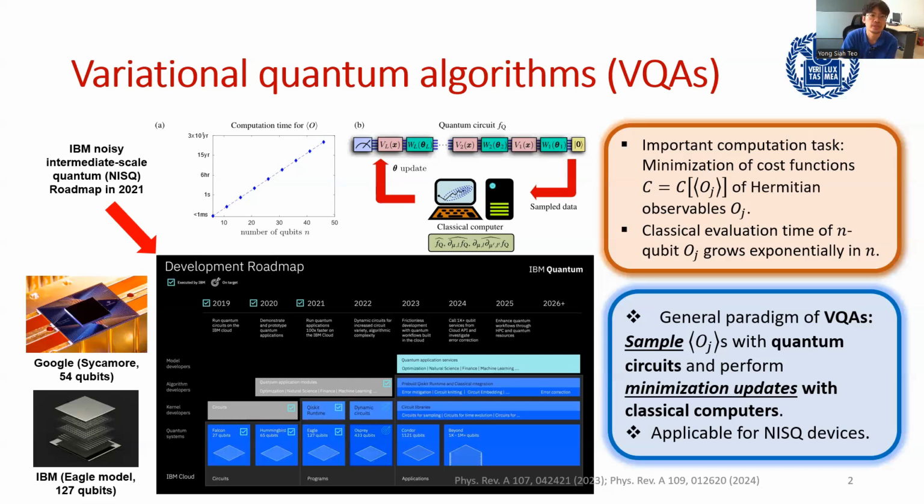So what VQAs aim to do is to make use of a hybrid system, namely a classical computer and a quantum circuit. The quantum circuit is used to sample the expectation values, and there will be some minimization updates, iterative steps, that can be performed on the classical computer. But the expectation value is not computed by the classical computer, rather it's sampled from the quantum circuits. Therefore, it makes the whole procedure more efficient for a large number of qubits, and at least this is what we hope for. And this can be immediately applied to the recent era of noisy intermediate scale quantum devices, or NISQ devices.